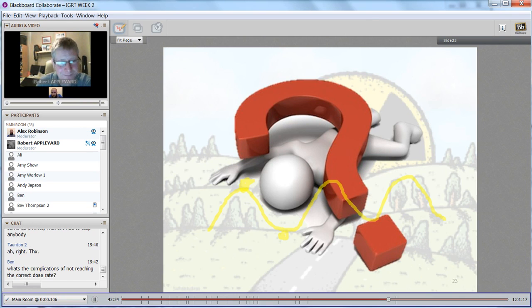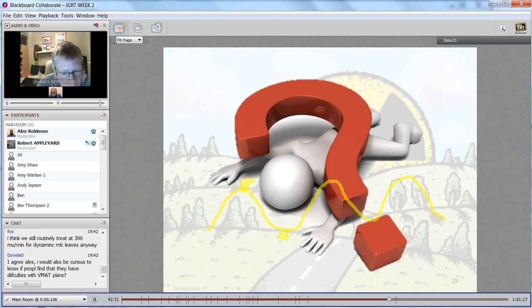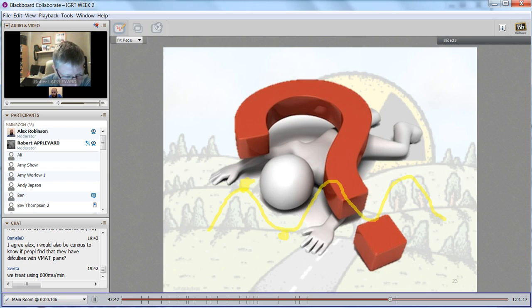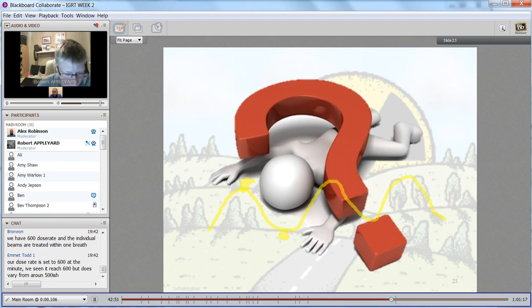Type away, people. Okay, well, people are inputting some information there, because there seems to be quite a variation already. We've got 300 monitor units per minute, 60 monitor units per minute, and it varies from around 500-ish. I'll come back to this.